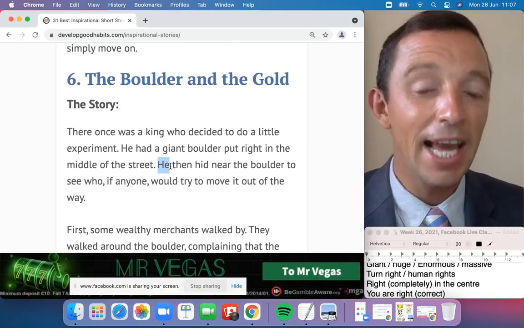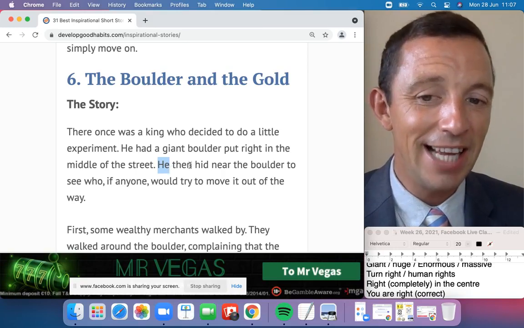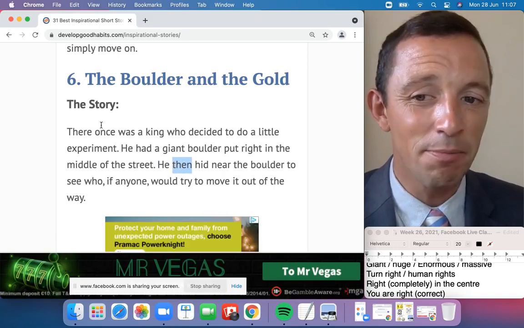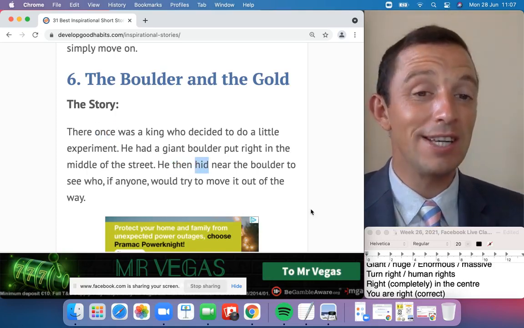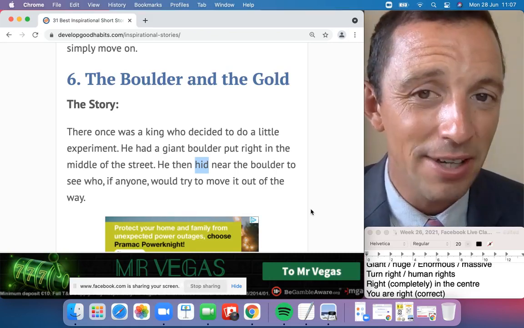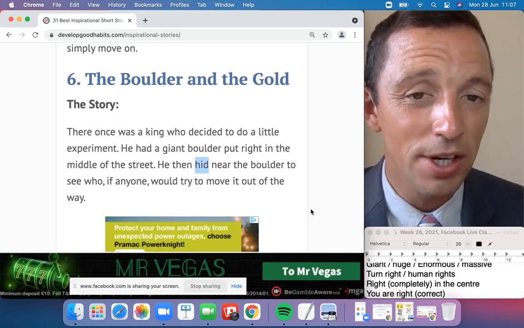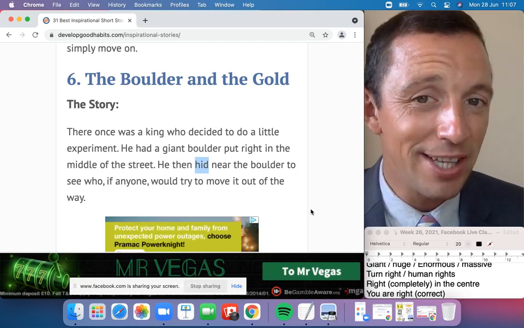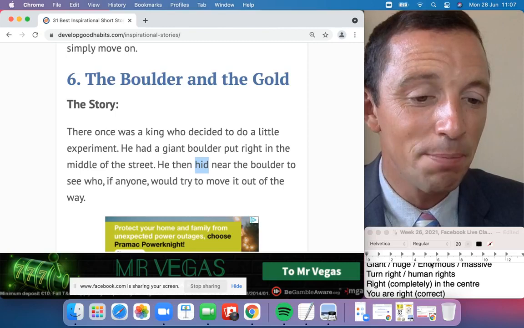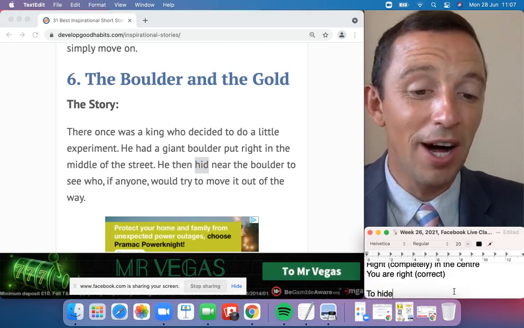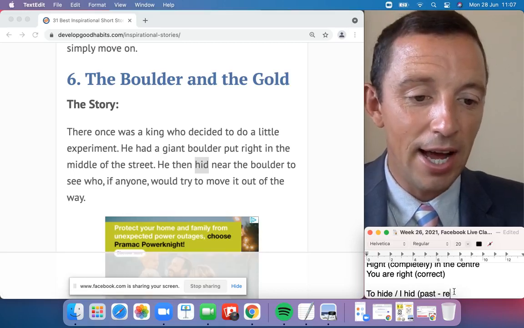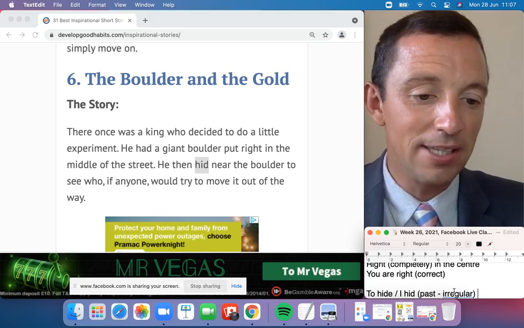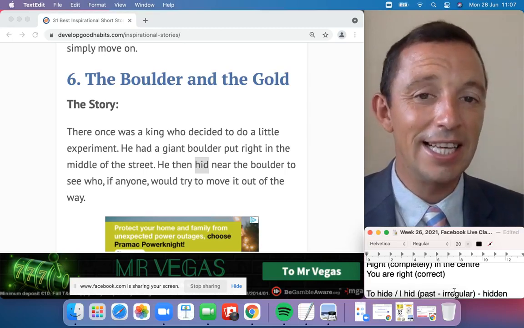He, again, is the subject, who is the king. Then is probably related to the time, the adverb, for example, once. Then, entonces in Spanish. This word is very, very interesting, and I'm curious if you have the idea of the significance of this word, because it's from the verb in Spanish esconder, but in English the verb is to hide. The past is I hid. Okay, so it's past irregular, and also we have the participle hidden. Okay, so hide, hid, hidden.